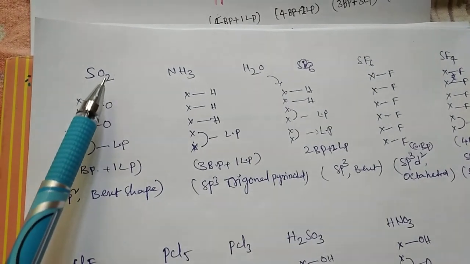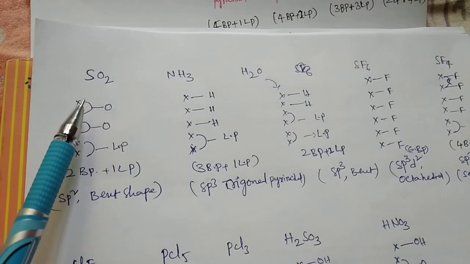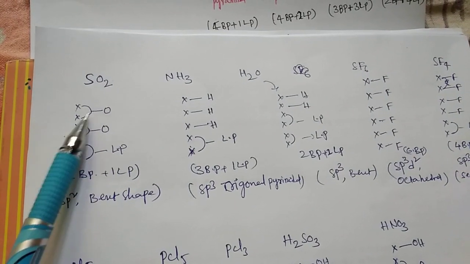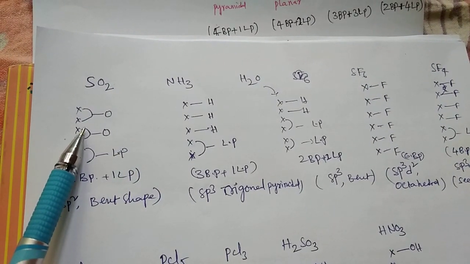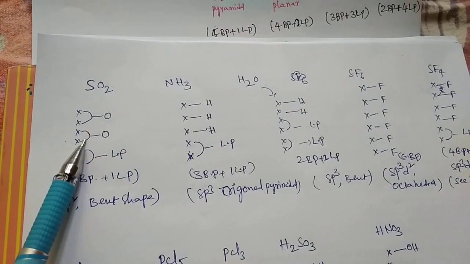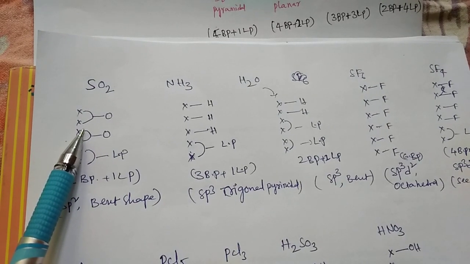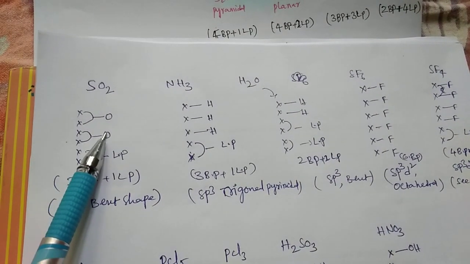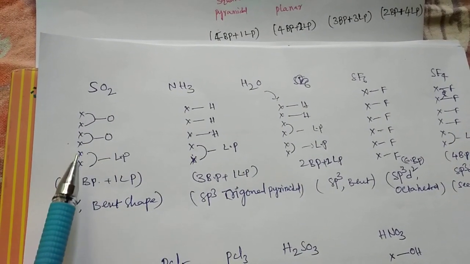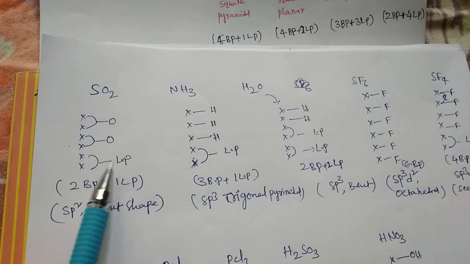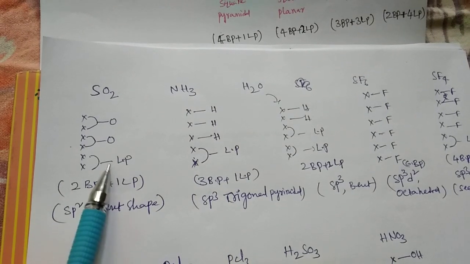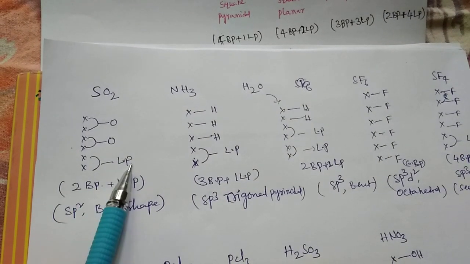Okay, oxygen: for oxygen, 2 electrons connect with one oxygen bond. Whenever you want to connect the oxygen, use 2 electrons for one bond. The remaining 2 electrons remain, so that is one lone pair. You consider 2 electrons as one lone pair.